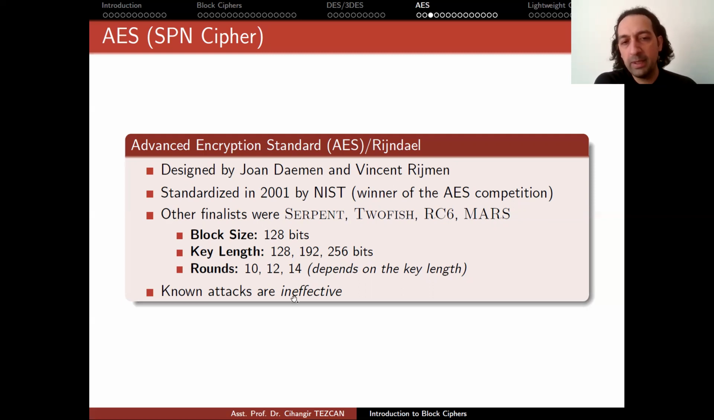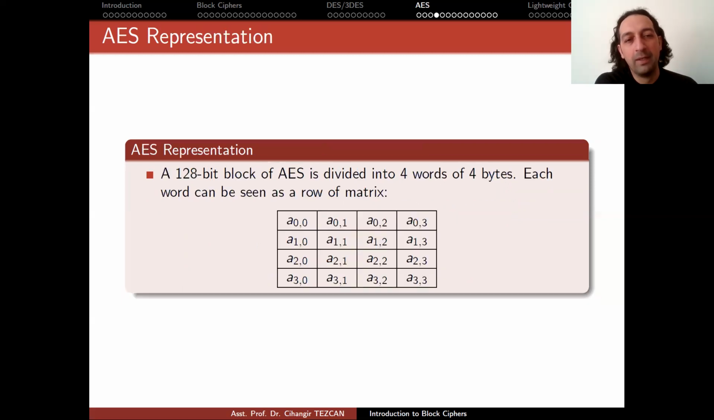So there are many attacks. The literature is full of them, but known attacks are ineffective. So we keep using this algorithm all the time. Let's see how it is defined.